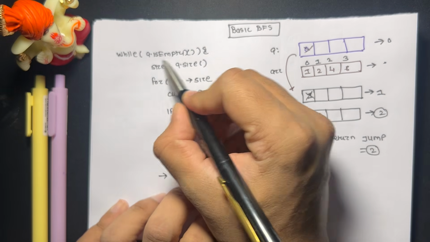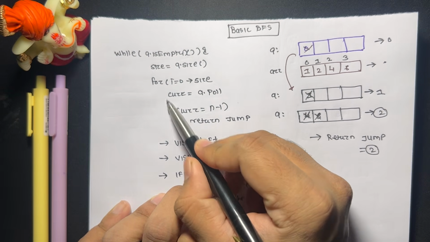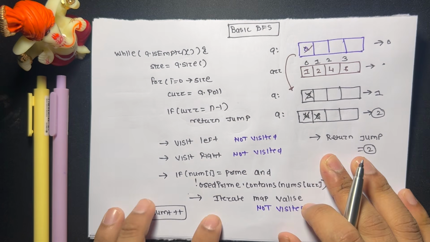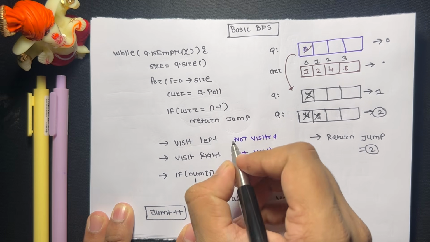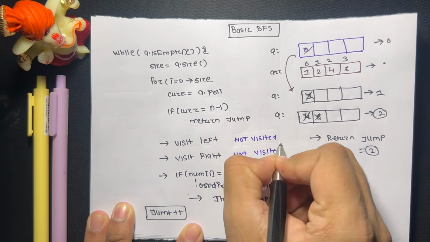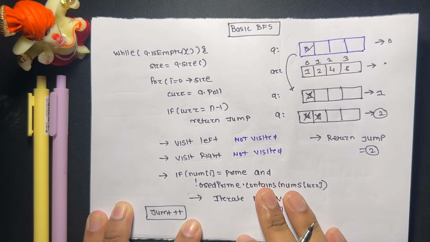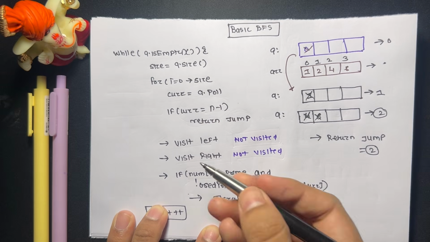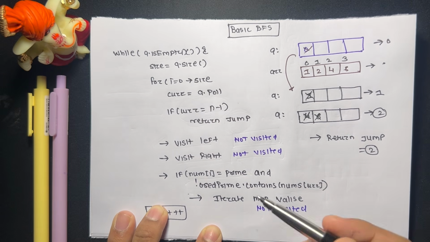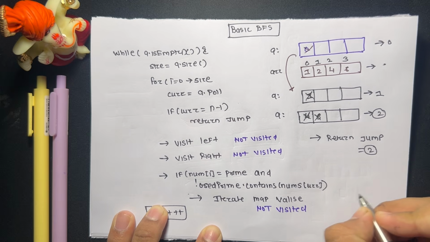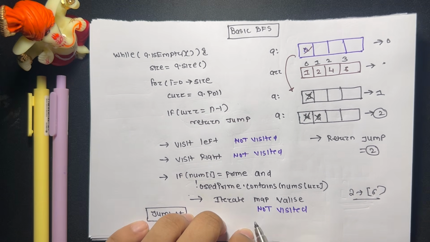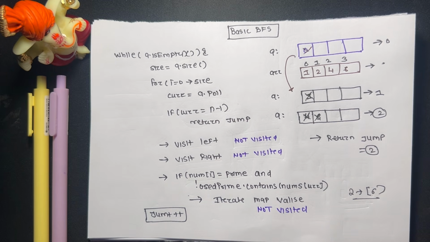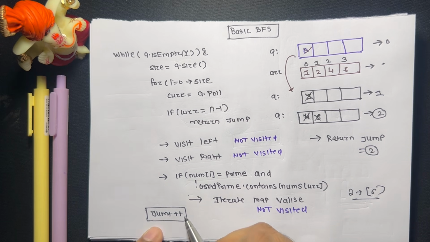We will iterate till the queue is empty. Take the current, check if the current is the last index. If it is the last, we'll return the number of jumps till this. Then visit the left only when the visited array is false. Visit right when the array is false. Then for the prime numbers, check if the current number is a prime number and the used prime set which we discussed doesn't contain this particular number. Iterate through all the values for which this is a factor and add those to the queue for the next traversal. Then make jump plus plus.